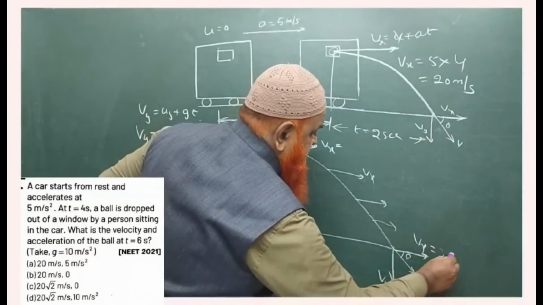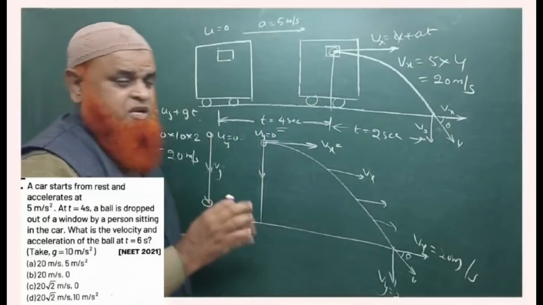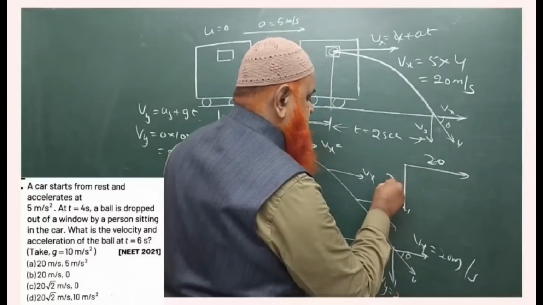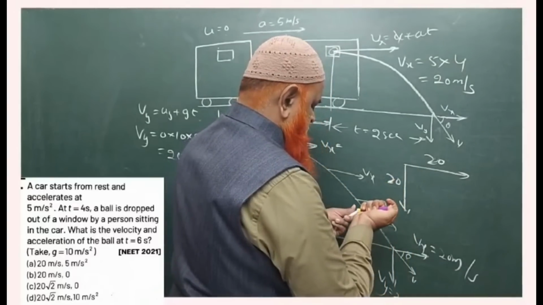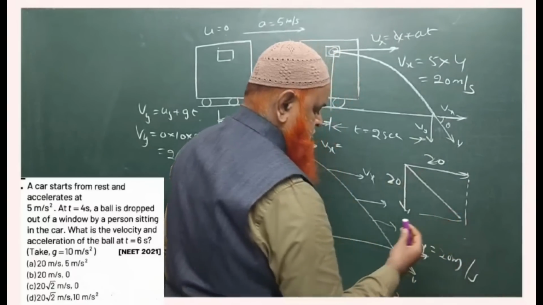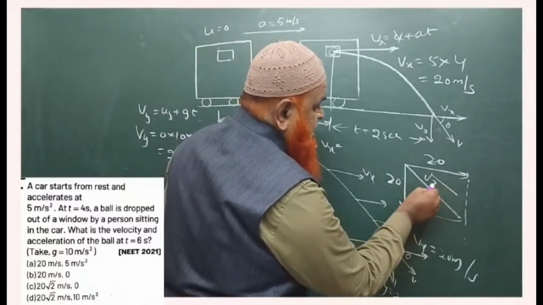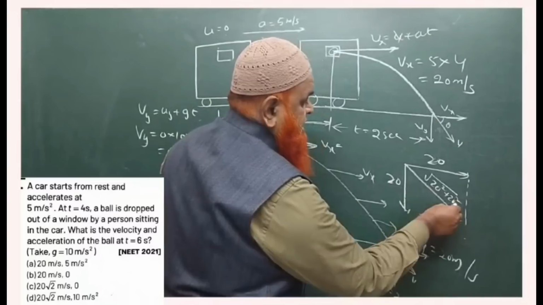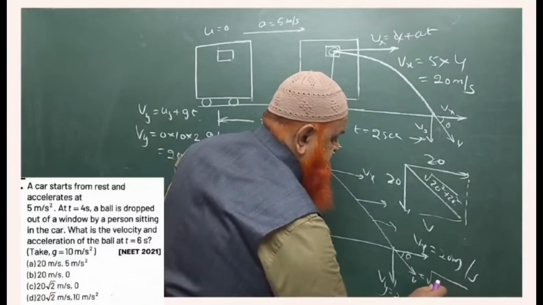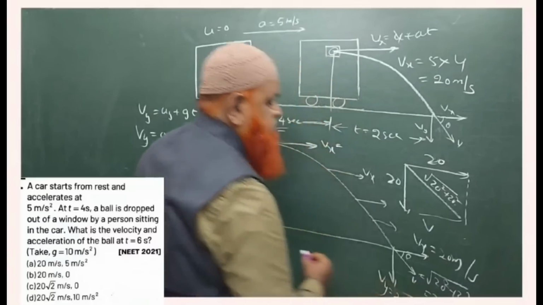And Vx is also 20 meter per second. So if you apply Pythagoras theorem, this is 20, this is also 20. Then let us see what I am going to get. This is a parallelogram, and this is going to be the hypotenuse. So V can be taken as square root of 20 square plus 20 square, which is 20 root 2. That is going to be your answer.